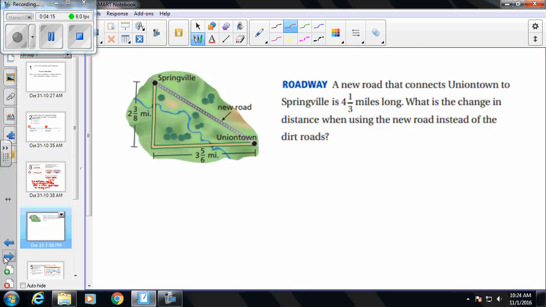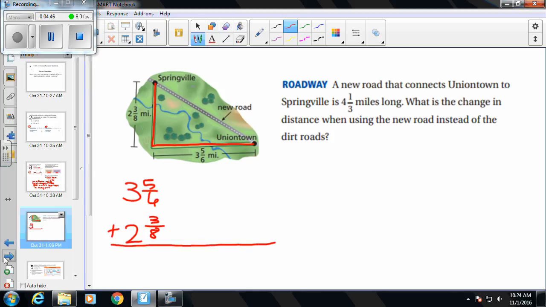So let's look at this question here. We have a triangular graph, and it says a new road that connects Uniontown to Springville is 4 1/3 miles long. What is the change in distance when using the new road instead of the dirt roads? So what I have to do is find out how far it is on the dirt roads. So I have 3 5/6 plus 2 3/8.